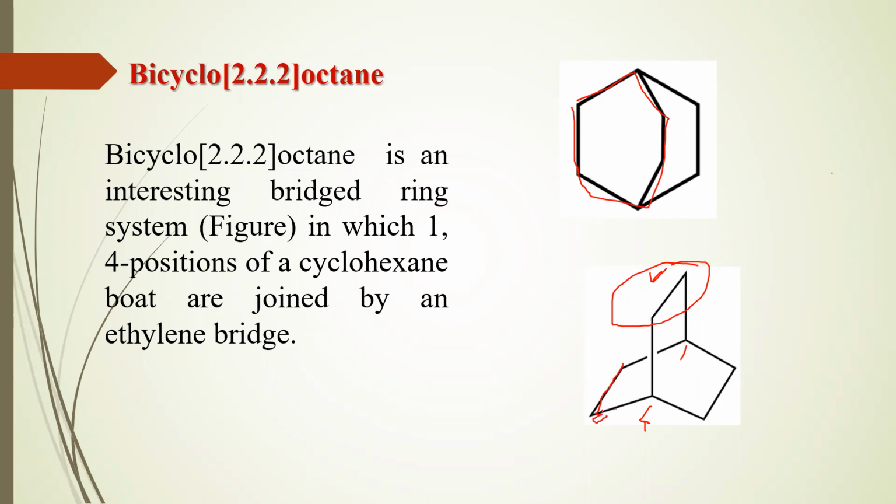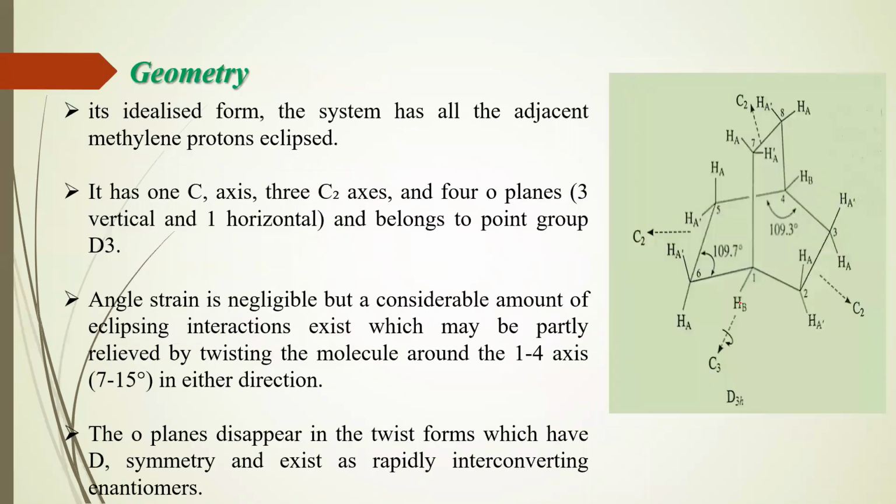In this case, if we take the CS2 group on this side, the 6 carbon atoms will be in the form of a boat. The CS2 group on this side, if taken, will come in boat position. The geometry of bicyclo-2,2,2-octane is an ideal form. That system has all adjacent methyl protons eclipsed.